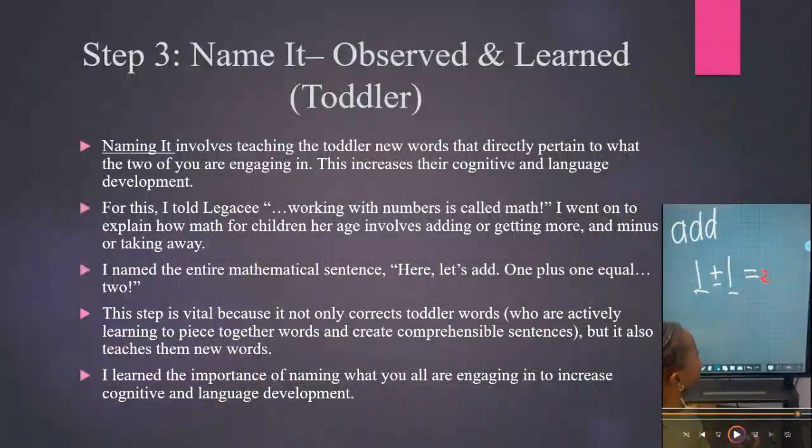Similarly with toddlers, step three, name it, observe and learn with a toddler. With my toddler, she's always been kind of advanced. She's always been really advanced, especially cognitively, and even socially. She was one of those kids who was saying bye really early on. Walked really early on. She was just super duper.